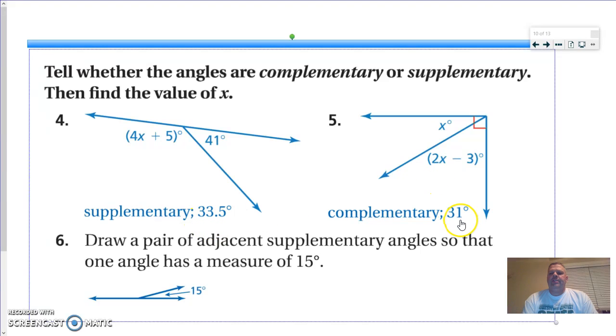In the second one, you can see we got 31. Now, hopefully you knew how to do that. It was x plus 2x minus 3 gives us 3x minus 3 equals 90. So we get rid of the minus 3 by adding 3. So we will get 3x equals 93. When we divide by 3, our answer is 31. Don't worry about number 6. We will do that when I return on Wednesday.